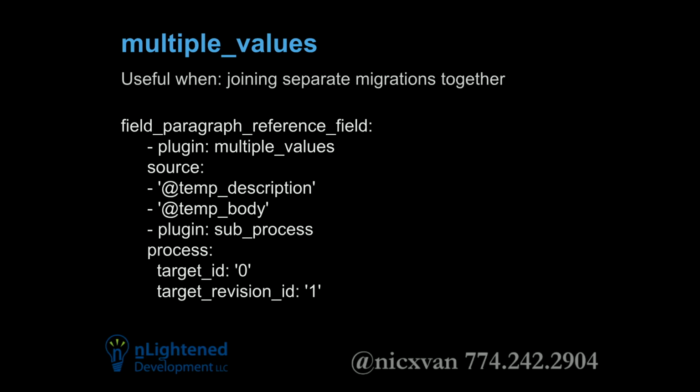So the subprocess basically goes, okay, how many do I have for this individual row? I have 3, I have 4, and then for each one, I need to pull out index 0 and index 1 for the revision and the ID. And so multiple values joins them together, and then subprocess loops over it as many times as it needs to process it.